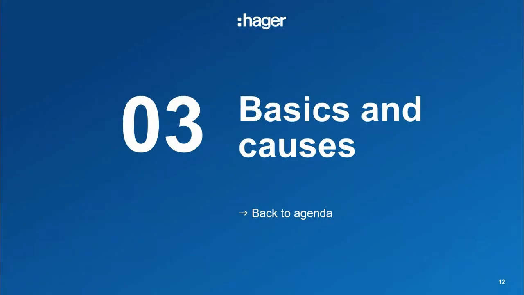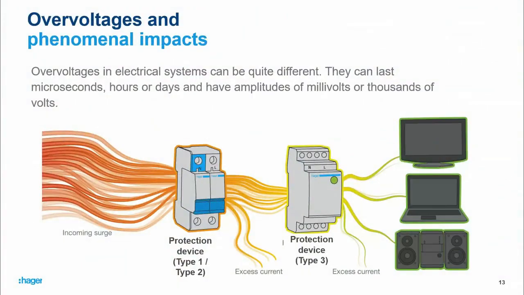Now let's take a quick deep dive to understand the overvoltages and their causes. In simple words, overvoltage is voltage that exceeds the operating voltage of any end device or system. Overvoltages in the electrical systems can be different. They can last from microseconds to hours or days and have amplitudes ranging from millivolts to thousands of volts.